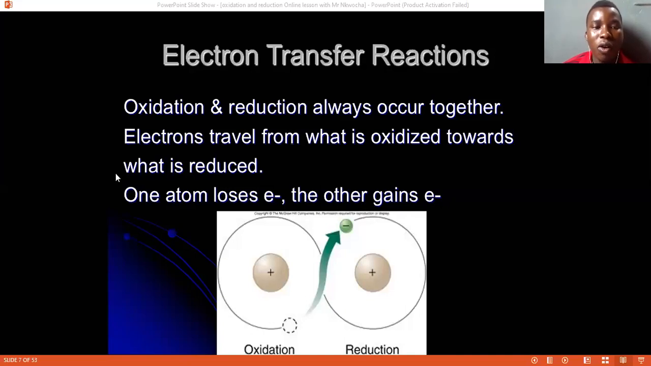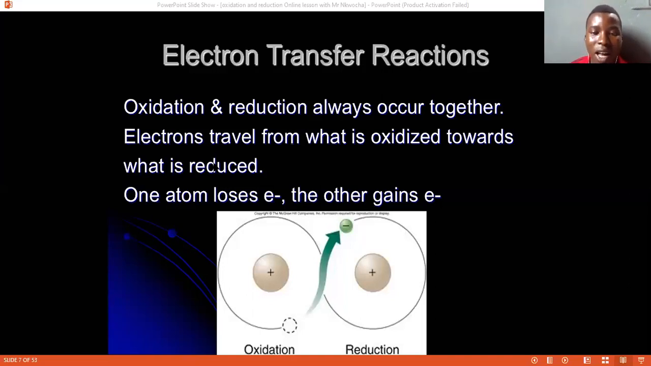That means for one to lose, there must be somebody receiving, right? So the one receiving is usually called the oxidizing agent. The one that is giving is usually called the reducing agent. Take note of that very carefully. Oxidizing agent is usually the electron acceptor, while the reducing agent is usually the what? Electron donor.